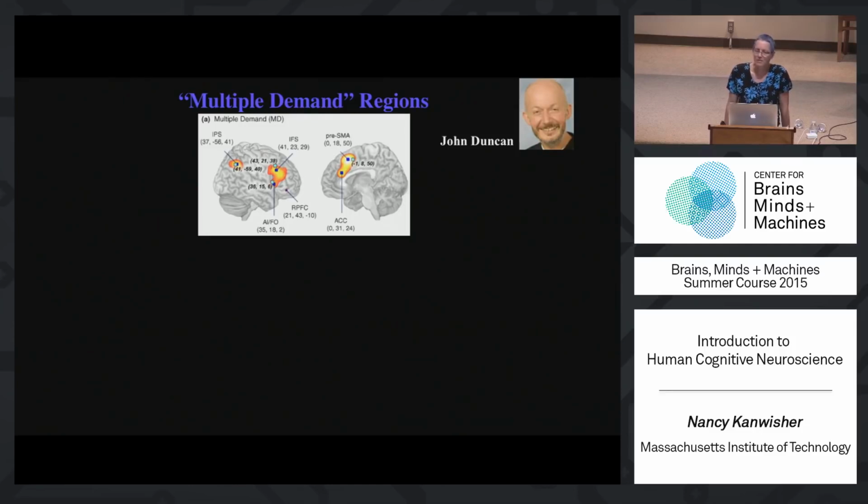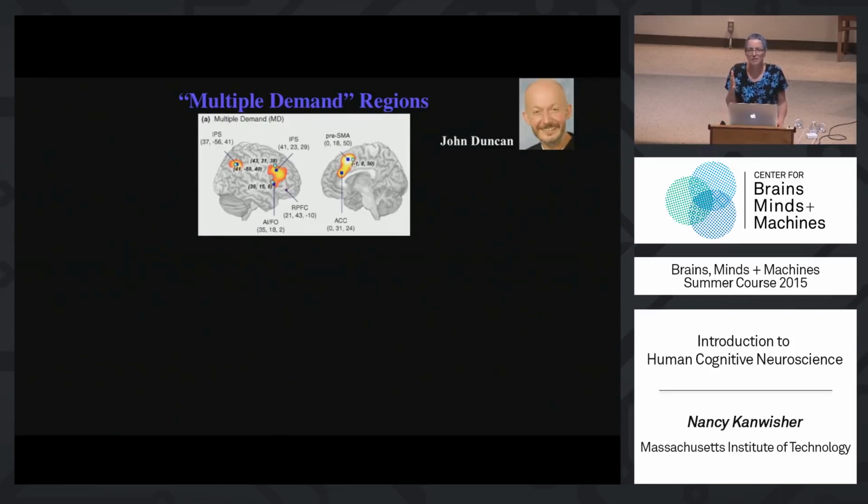This work is primarily the work of John Duncan in England, and he's been pointing out for about 15 years that there are regions in the parietal and frontal lobe, shown here, that are engaged in pretty much any difficult task you do.